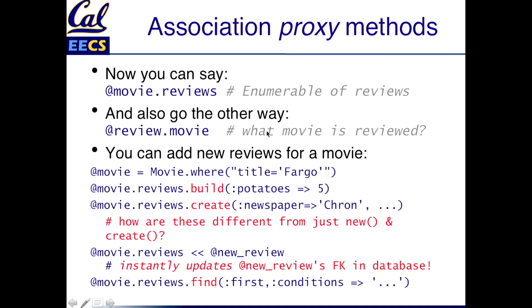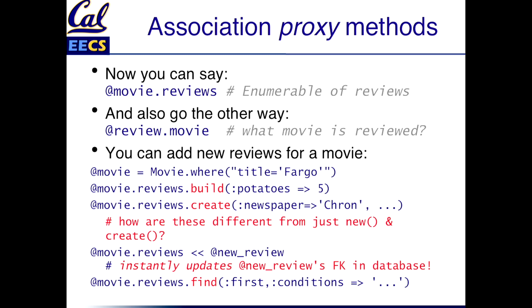You can also go in the other direction. You could say review.movie, and this will cause a lookup of the foreign key, giving back the movie whose primary ID matches the foreign key. You can add new reviews for a movie. Now, remember that when you're adding a review, part of the contract is that the review belonging to a movie means that when we create a review, the review has to know which movie it's associated with.